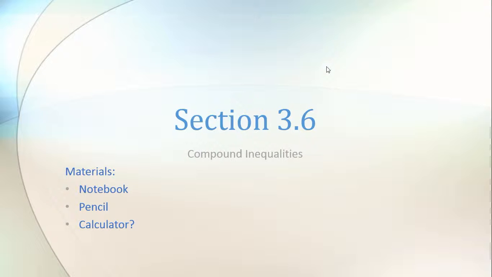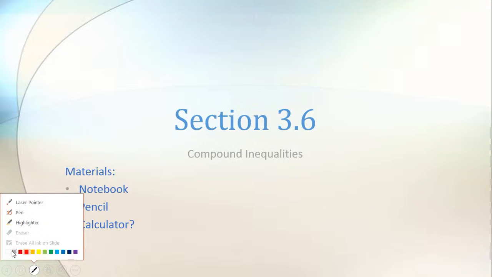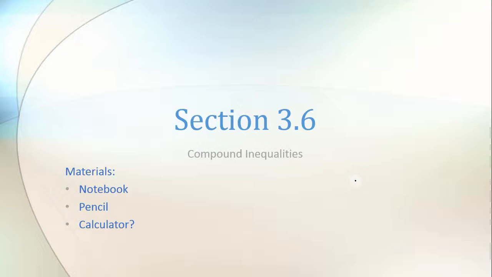Today is section 3.6, which is on compound inequalities. This is going to be the last true section of inequalities that we're going to cover. So what you're going to want to have today is a notebook, pencil, and you're probably going to want a calculator. However, you probably will not need it.